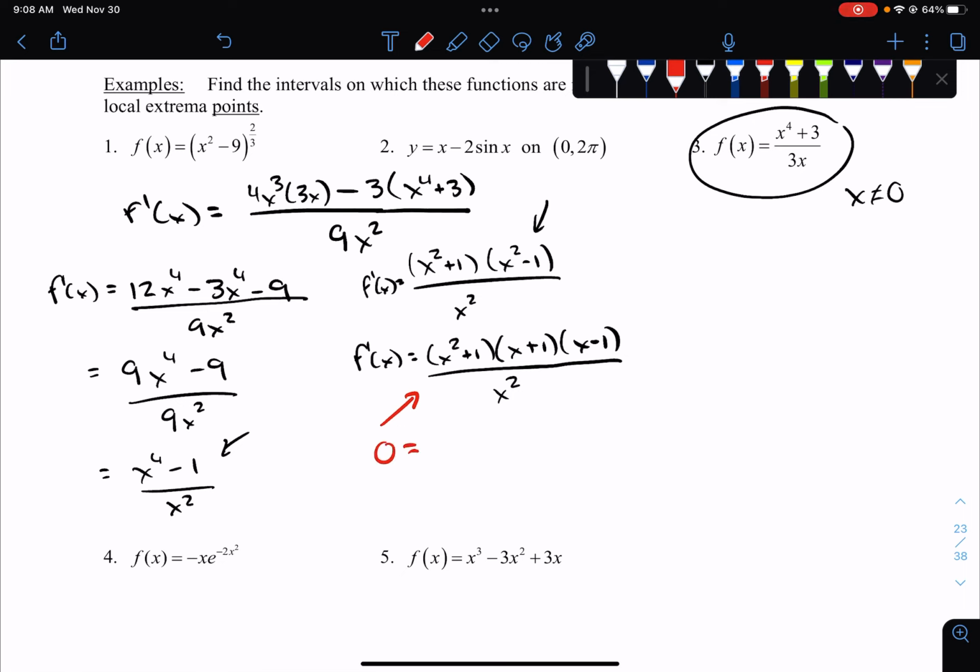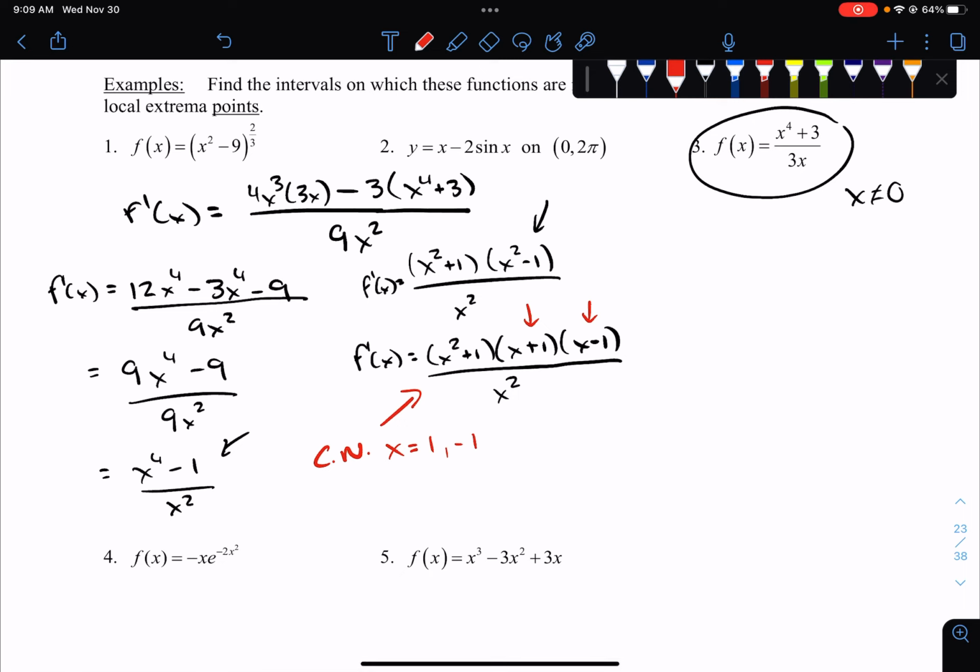What numbers would make the top 0? Well, x equals 1, if I plugged it in here, that would give me 0. x equals -1, if I plugged it in there, that would also give me 0. So, okay, all right, I feel good about that. So those are my critical numbers.